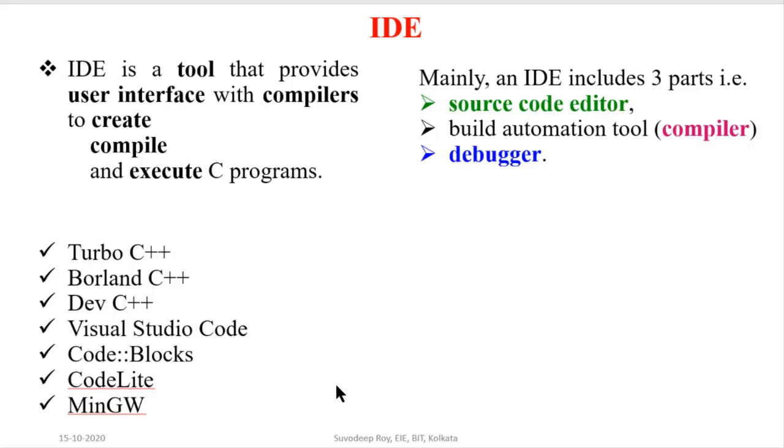Next coming IDE. IDE is Integrated Development Environment. IDE is a tool that provides user interface with compilers to create, compile and execute C programs. This is a particular environment for C program. Environment means particular atmosphere. For example, say I am taking an online class. To take this class, I had to set a particular environment here. What are the settings? I must have a computer, an audio device, a camera, a particular room. So this is the environment to take the class.